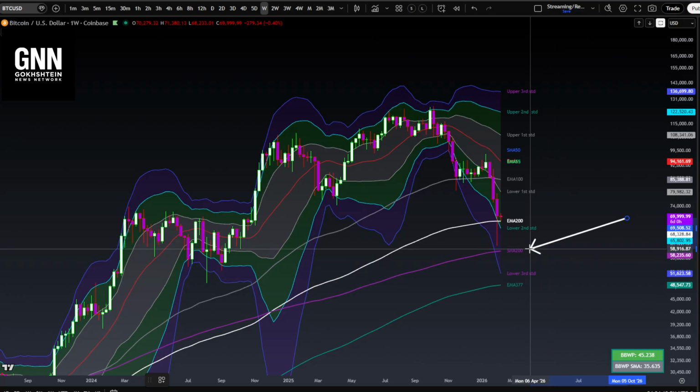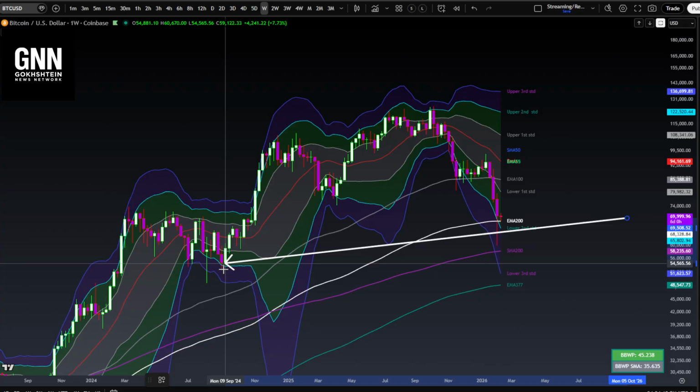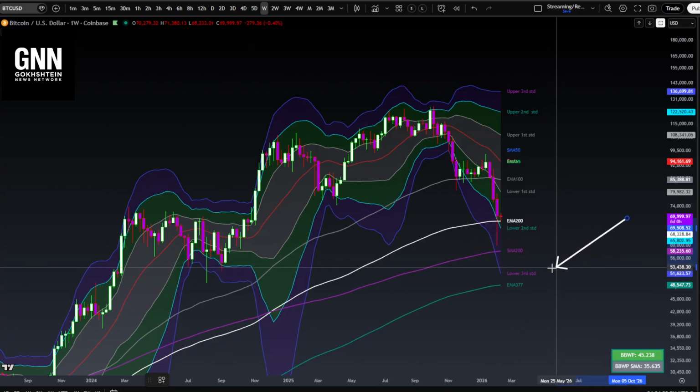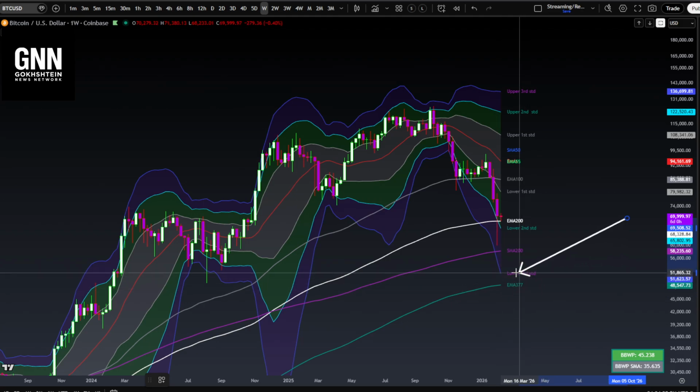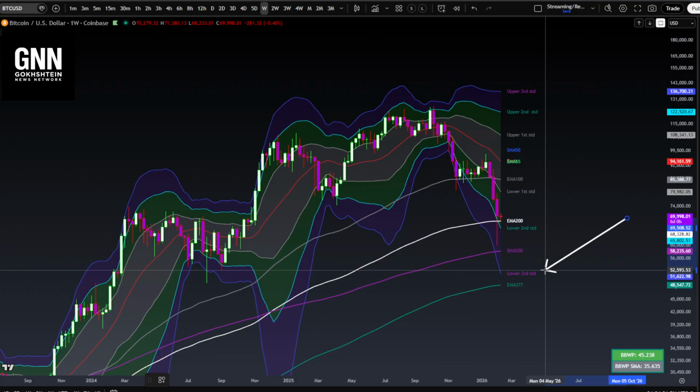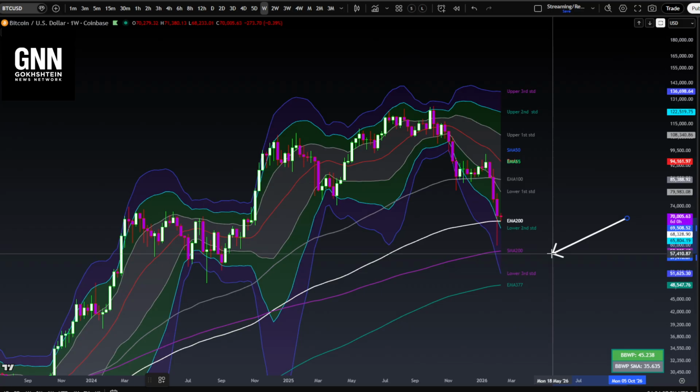If that area was lost, I'd look for continuation down to essentially anywhere between the closing low side structure here right around 55 to the lower third and 377 exponential moving average. So that's essentially $48,000 to $55,000. That really hasn't changed at all here on the weekly for continuation to the downside.